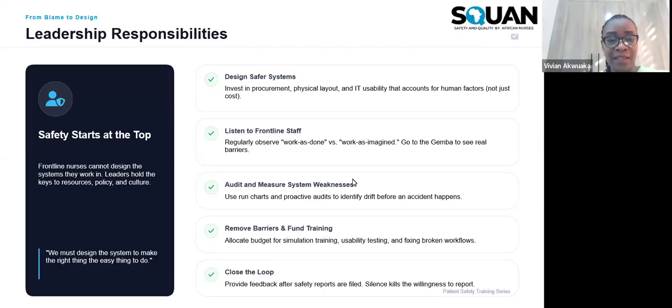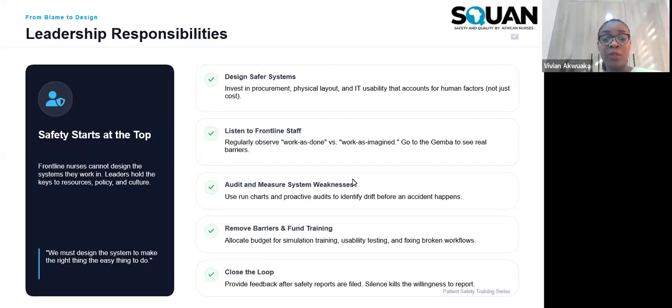So designing a safer system. Supply chain, right? As I said, supply chain can be a problem. Sometimes you don't have the needed consumables, you don't have the needed equipment, or the equipment is missing one part or the other. Procurement and supply chain can be an issue sometimes for the nurses on the shop floor. So as leaders, we must make sure that they have the resources that they use. Physical layout is easy to follow. IT is usable, EMR is usable, and then listen to them, right?